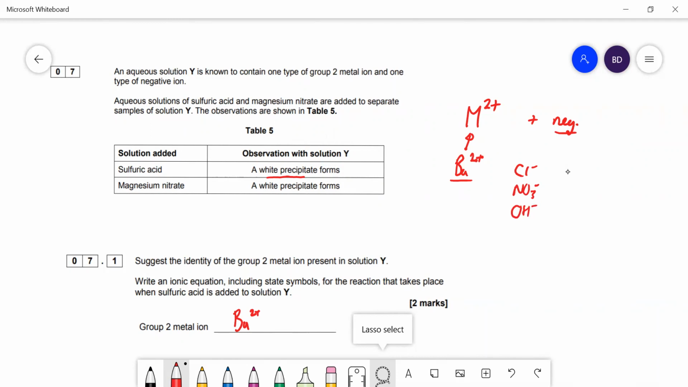Now when we add magnesium nitrate, you get a white precipitate. So which magnesium compound is insoluble? Magnesium chloride is soluble. Magnesium hydroxide is very insoluble. So the negative ion is probably hydroxide ion. Just to check, we've got this aqueous solution of Y, which we're saying is barium hydroxide. Is barium hydroxide soluble? Yes, it is. The group 2 hydroxides become more soluble as you go down the table. Barium's at the bottom, magnesium at the top. So the answer there is that.